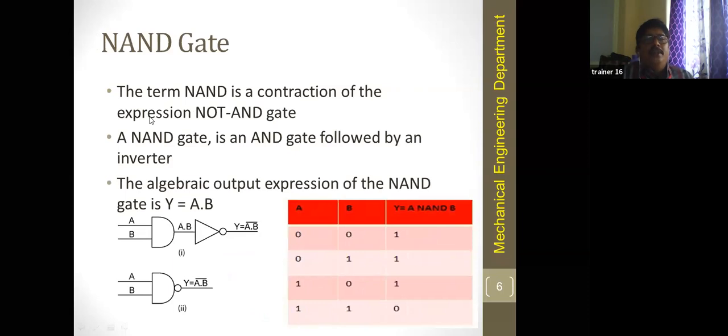Now the NAND gate. If you see the NAND gate, NAND gate means an AND gate plus a NOT gate.